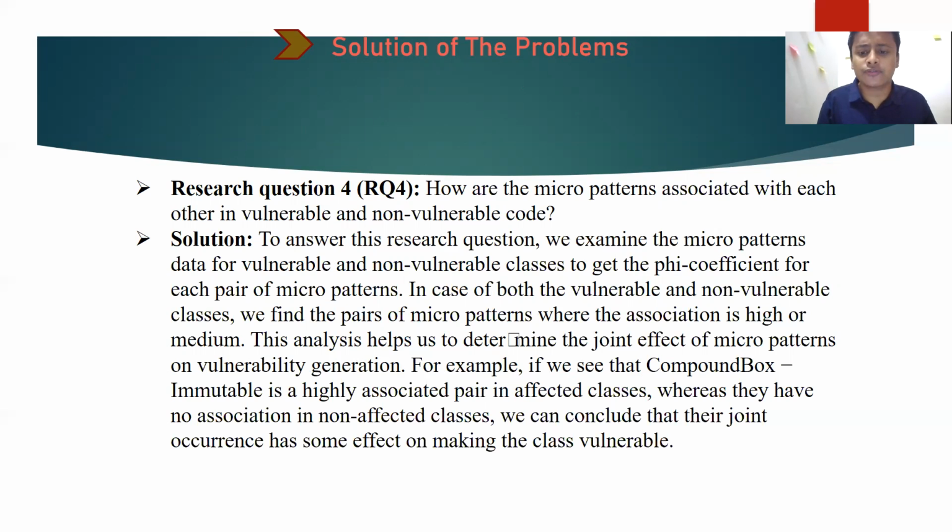For example, if we see the compound box and immutable are a highly associated pair in affected classes, whereas they have no association in non-affected classes, we can conclude that their joint occurrence has some effect on making the class vulnerable.